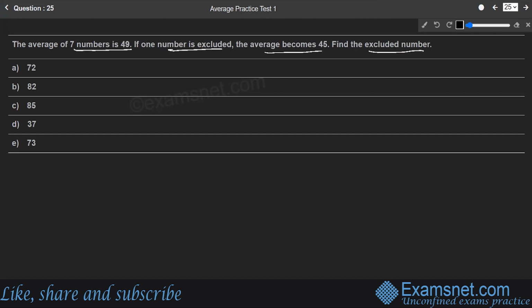So this can be done easily by finding out the total. Okay, so let us find out the total of the 7 numbers. Average of 7 numbers is 49. So sum is always calculated by multiplying average into the number. Average is 49. Total number of numbers are 7. So 49 into 7 gives us 343. So that is the sum of the 7 numbers.